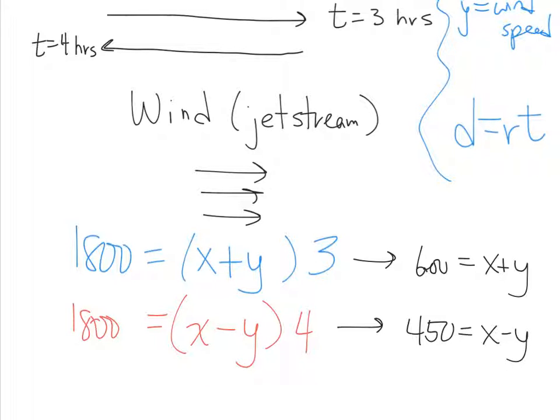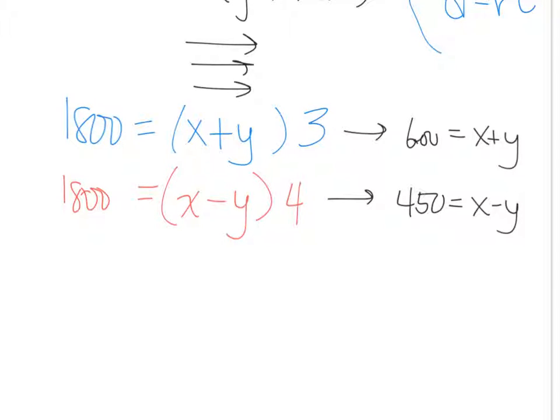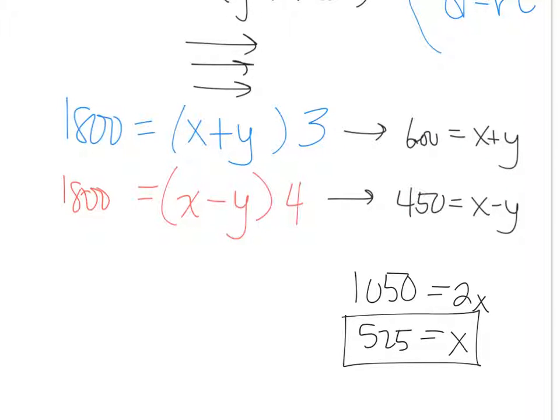Now you could use a matrix or you could literally add straight down. That's the Y's. The Y's cancel. It's not a coincidence. The Y's cancel out, giving you X plus X, which is 2X. Okay, so add straight down. This gives you 2X equals 1050, which makes X 525. So that is the speed of the jet without the wind.